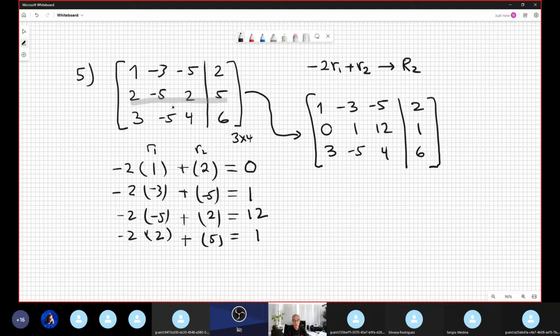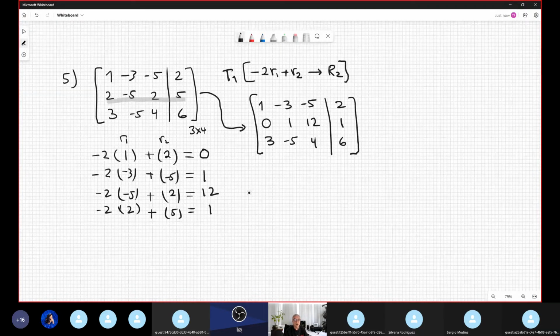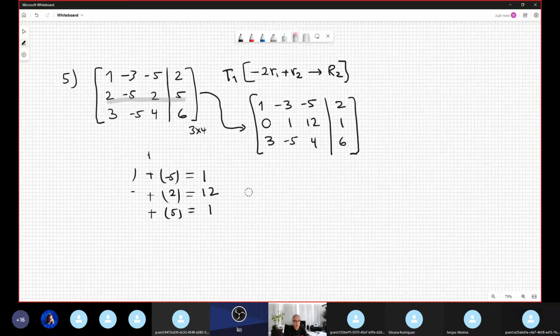Let me call this transformation 1. So actually, we need to do 3 transformations in this one. Do you like this organization or no? So people say, no, I don't like this. I am doing it mentally. I am good at computation mentally. Okay, good, no problem.